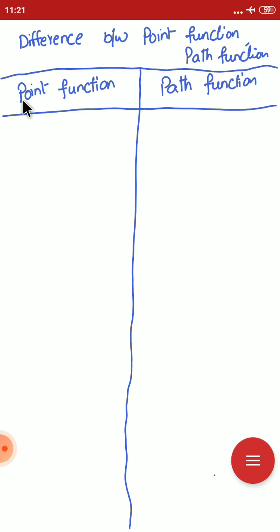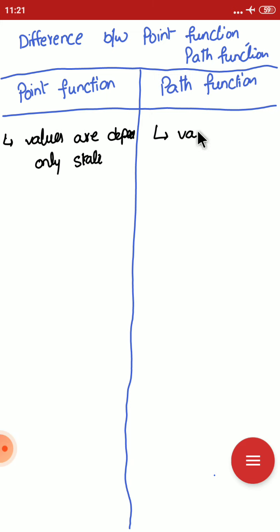For point functions, the values depend only on the state of the system. For path functions, the values are based upon the path followed by a particular process, that is, the particular process which the system is going through.